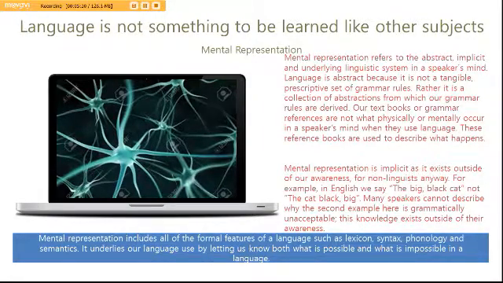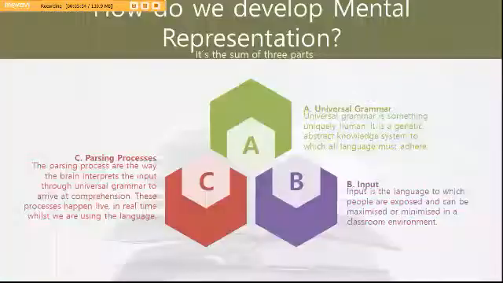It's difficult to process something which is explicit and make it abstract in the mind. So to conclude here, mental representation includes all of the formal features of a language such as lexicon, syntax, phonology, and semantics. It underlines our language use by letting us know both what is possible and what is impossible in a language. So how do we develop this mental representation?